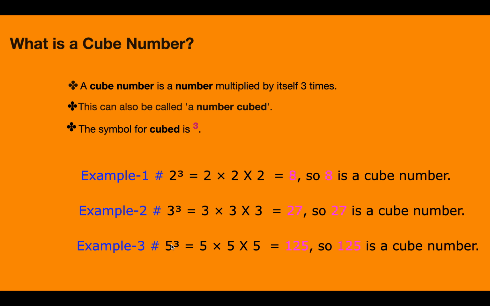Example 3. 5 cubed. 5 times 5 times 5 equals 125. So 125 is a cube number. These are a little like square numbers, and you can go watch my video on them, but you have to multiply these 3 times instead of 2.